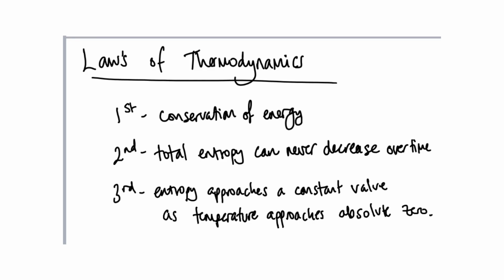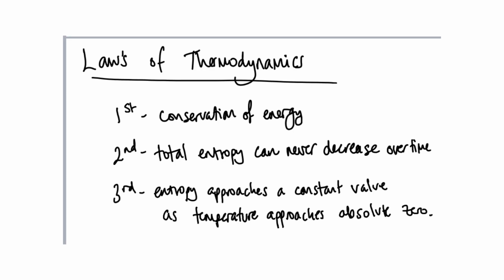Number 2, it's all about entropy, and that can never decrease over time. So at this point you might want to go and find out a little bit more about what's meant by entropy. And again, it mentions entropy in the 3rd law. So entropy approaches a constant value as temperature approaches absolute zero. So we'll see a bit more about this as the course progresses, but certainly spend 5-10 minutes just looking at the 3 laws.